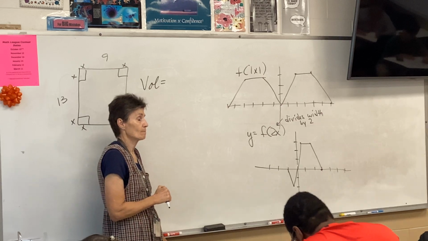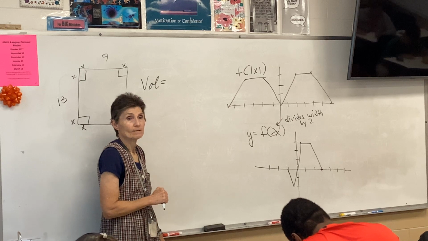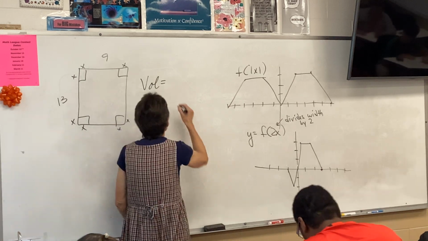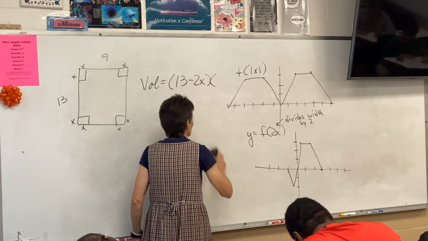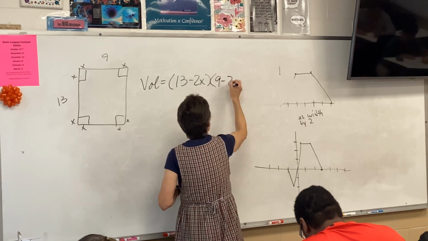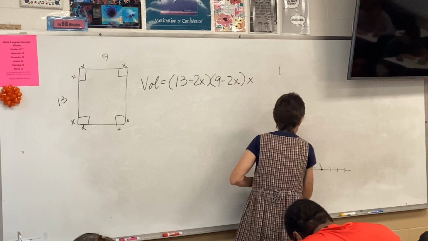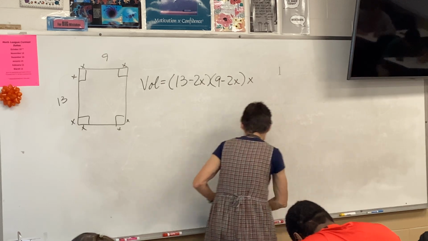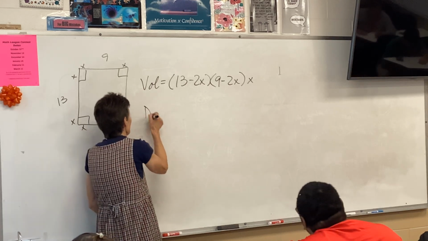Look at your notes. Yes, 13 minus 2x, good. And then 9 minus 2x. Yep, and then x. Yep, that's it. That is my volume. Now, what about my domain?